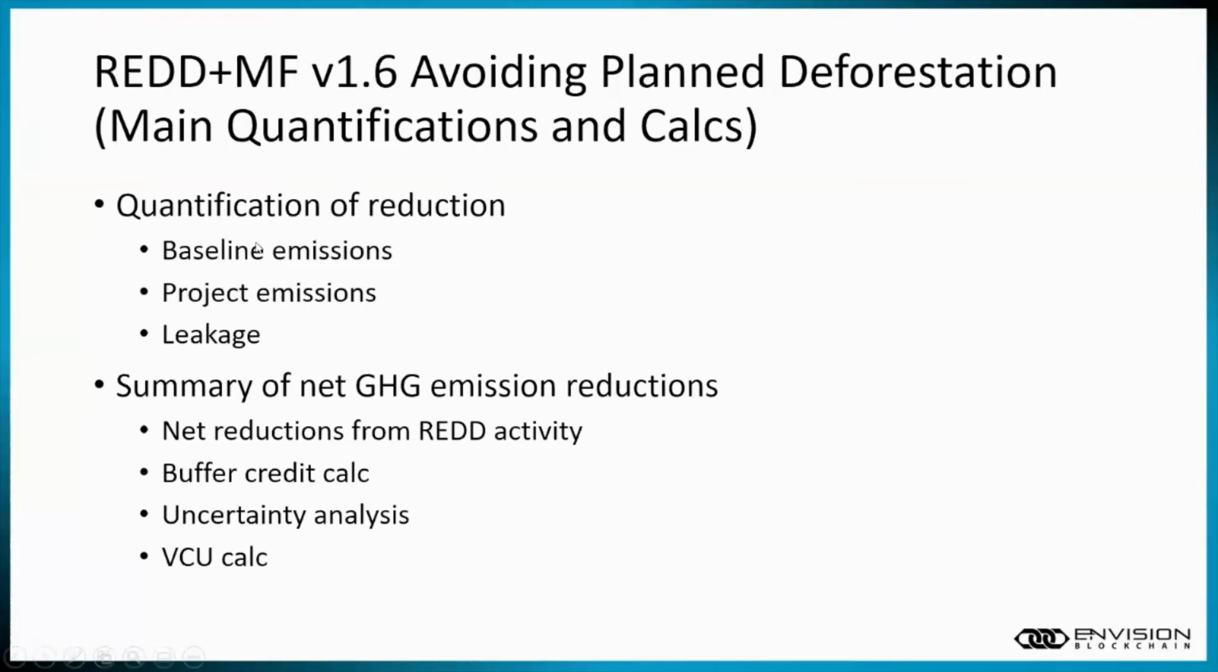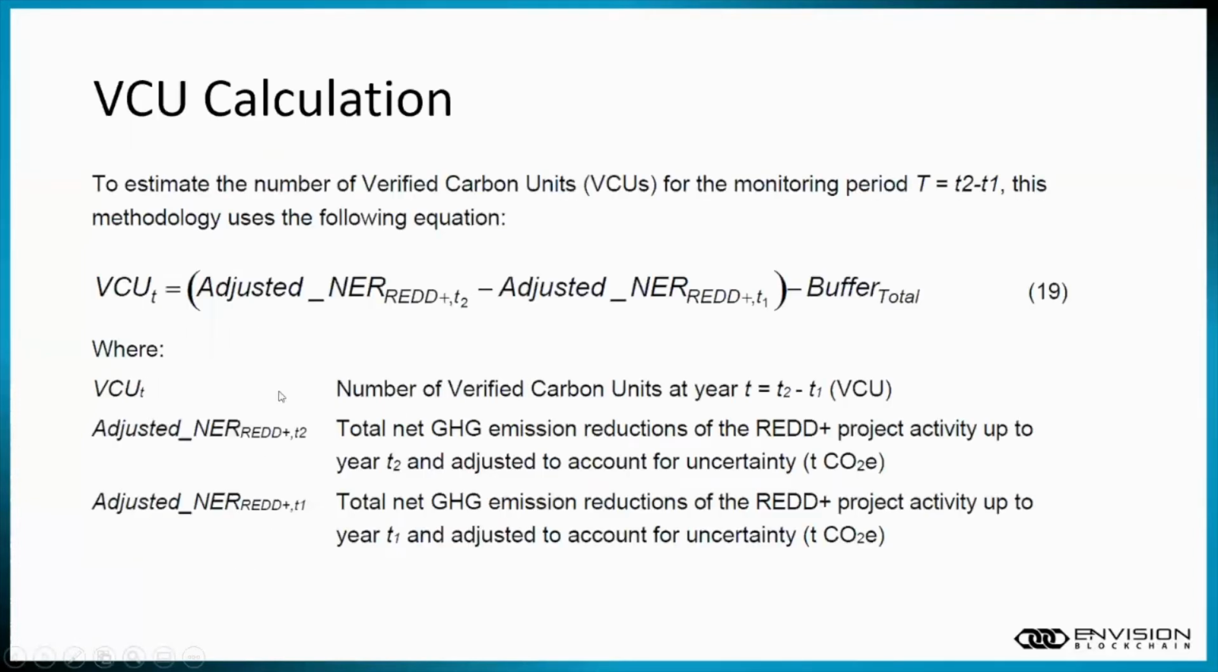Once you have these three items, you have collectively the summary of net GHG emissions as a result of the project. And then there's a buffer credit calculation as well, because land use projects have a risk of reversal, which could happen from, for example, a forest fire. And then there's also a certain degree of uncertainty. So these three are estimated, and that's what goes into the VCU calculation. And then here we have the actual VCU calculation equation.